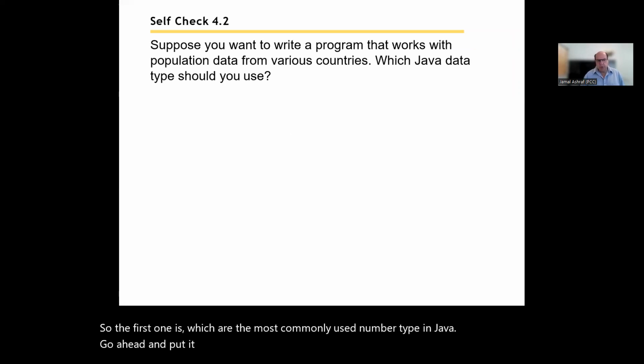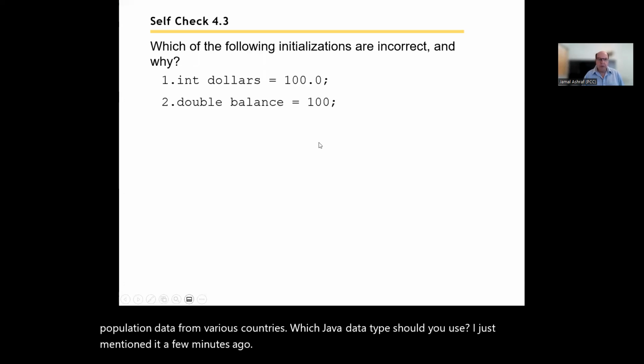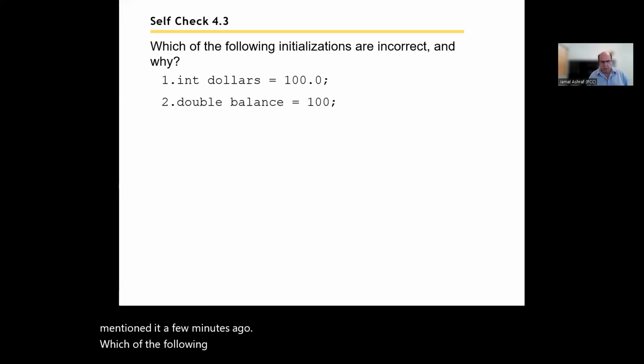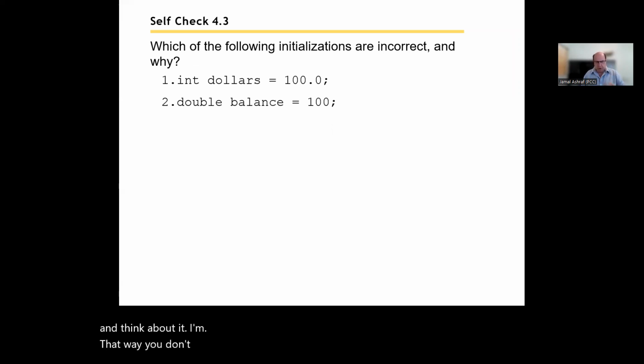Next one is, suppose you want to write a program that works with population data from various countries. Which Java data type should you use? I just mentioned it a few minutes ago. Which of the following initializations are incorrect and why? Again, you can pause it anytime and think about it. That way you don't have to be pressured on it. You don't have to answer it right away.